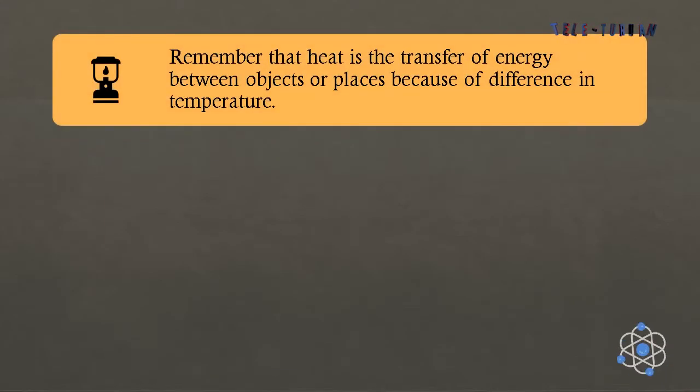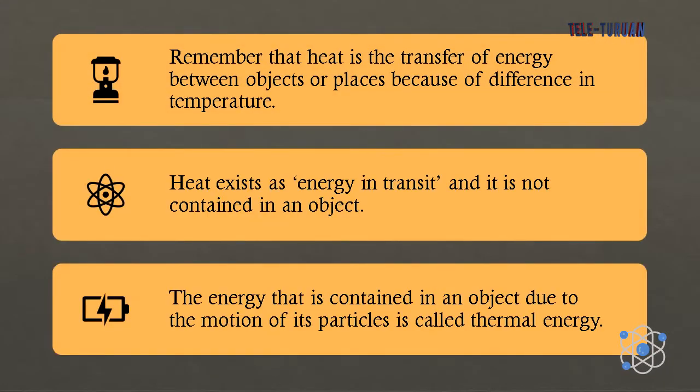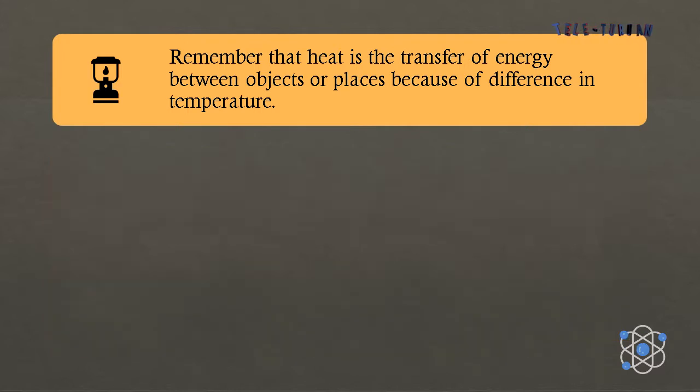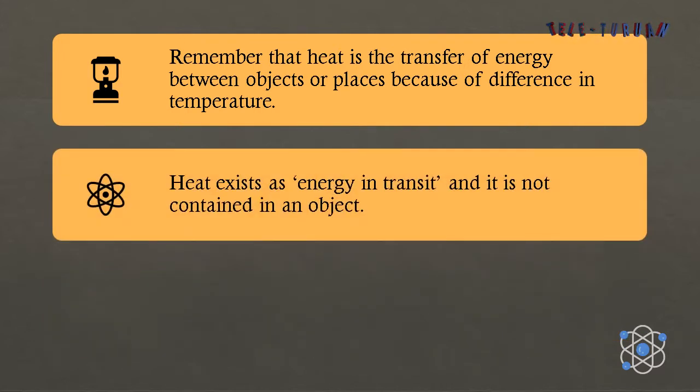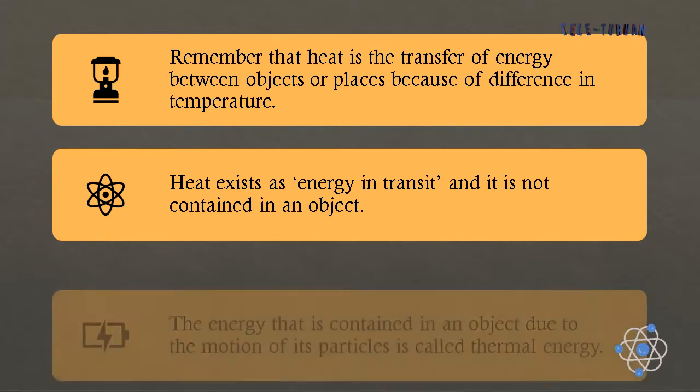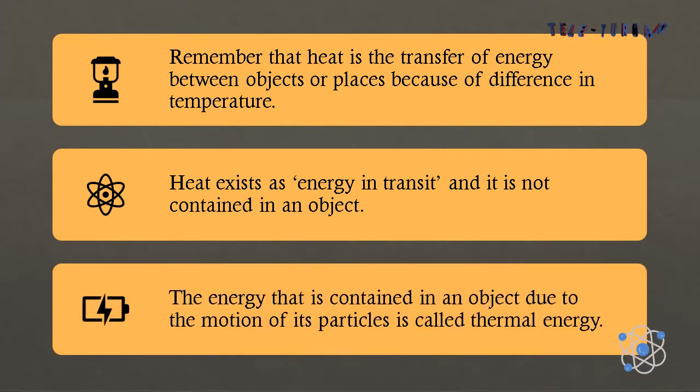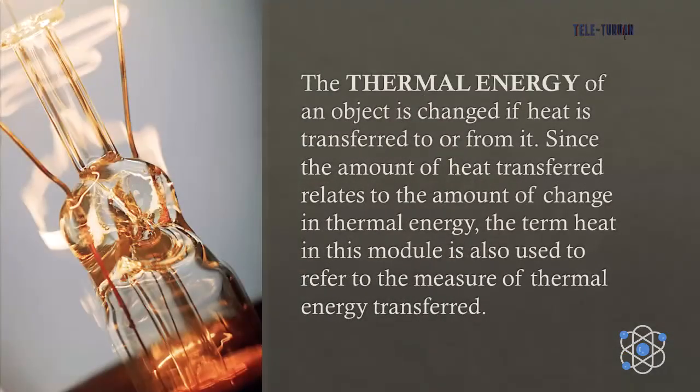Remember that heat is the transfer of energy between objects or places because of difference in temperature. Heat exists as energy and is not contained in an object. The energy that is actually contained in an object due to the motion of its particles is called thermal energy. The thermal energy of an object is changed if heat is transferred to or from it. Since the amount of heat transferred relates to the amount of change in thermal energy, the term heat is also used to refer to the measure of thermal energy transferred.